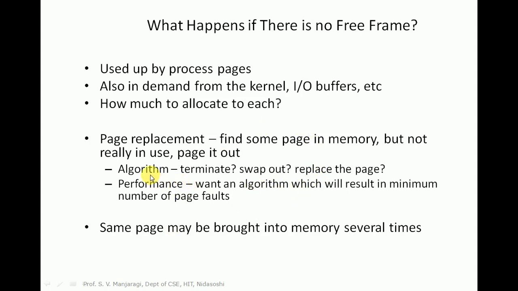So we need to have certain algorithms implemented in the operating system. What decisions might the page replacement algorithms take here? Simply, the operating system might terminate the process if no free frame is available, or else it can do a swap out. That is, it finds some page in memory which is not used recently, swaps it out, and replaces it with a new page. So this could be the solution to that problem.